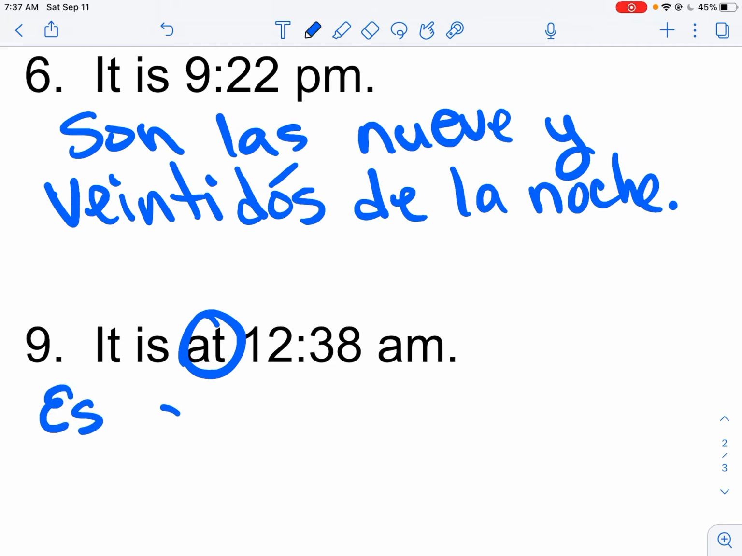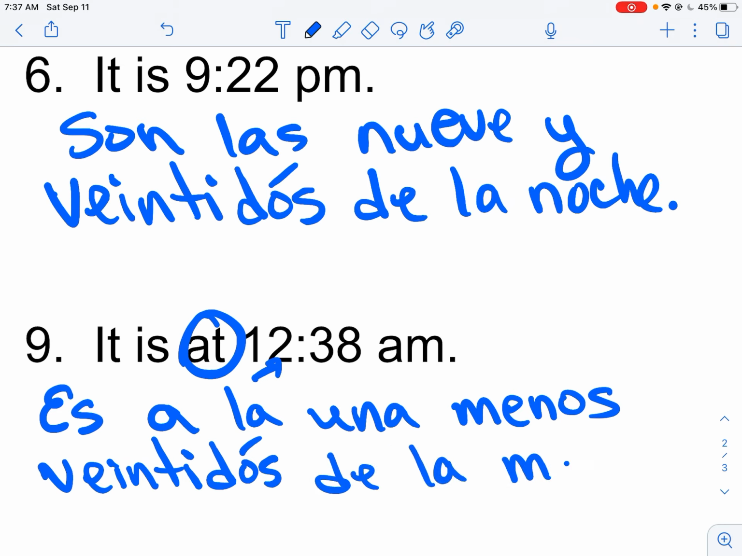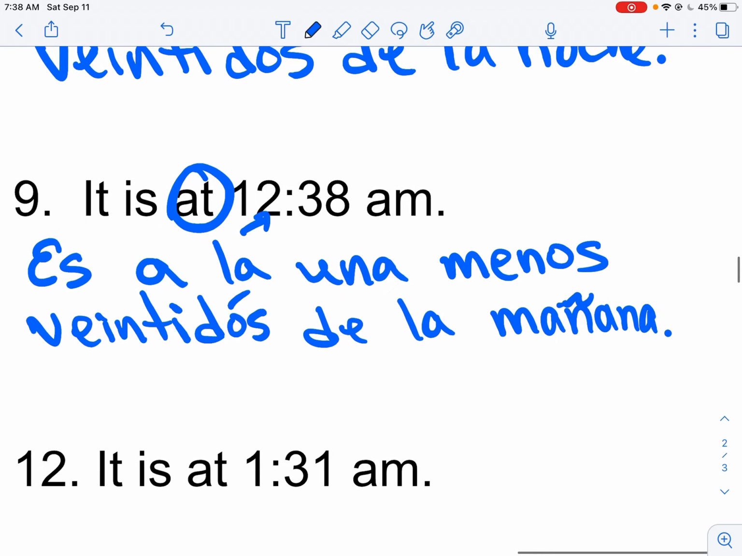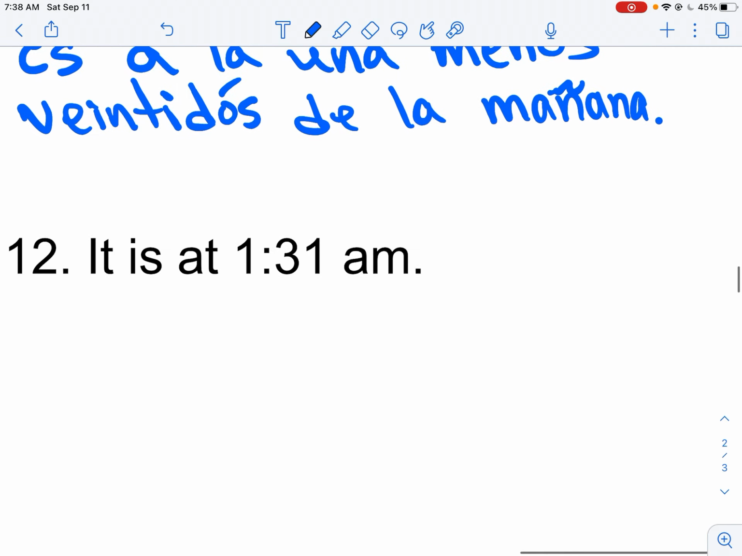At. So I've got to do at. So S, A. Now, the next hour for this one is going to be one. So I need to say es a la una menos veintidós de la mañana. Okay, because it's after 30 minutes, that means this number goes up to 1.